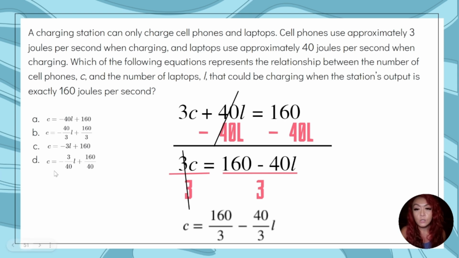If you look at our choices, we don't have one that matches our answer exactly, right? But choice B is exactly the same as the answer that we got. They just switched the terms. They switched 160 over 3 and negative 40 over 3L, right? They're the same thing because addition is commutative, meaning that the order of the addends does not matter, right? They mean the same thing. So our answer is choice B.